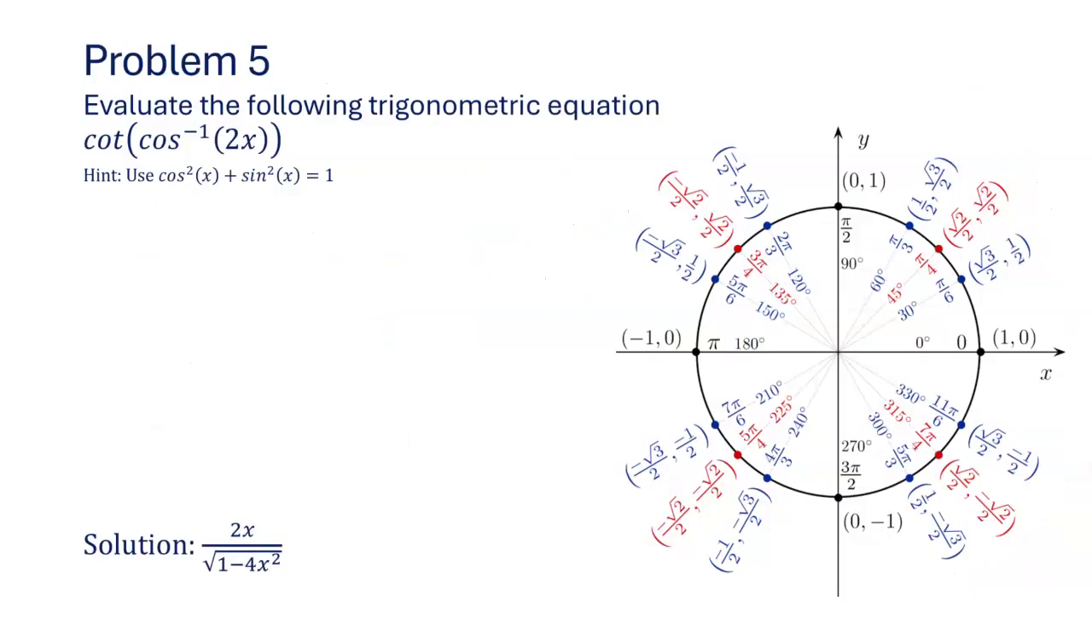Evaluate the following trigonometric equation. We've got cotangent of cosine inverse of 2x. Hint, it asks us to use cosine squared plus sine squared of x equals 1. It is not.